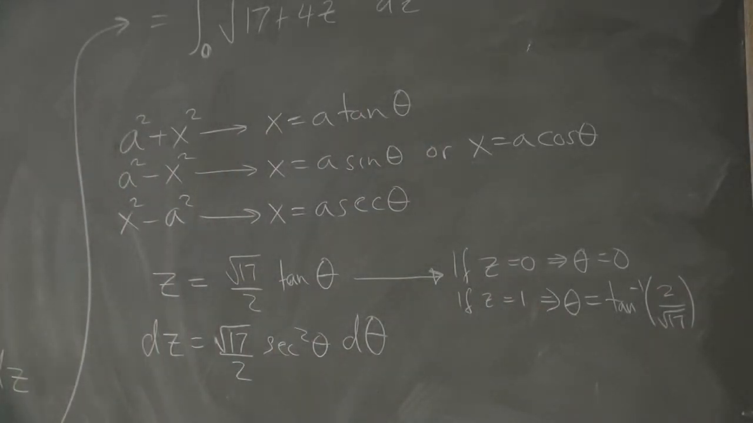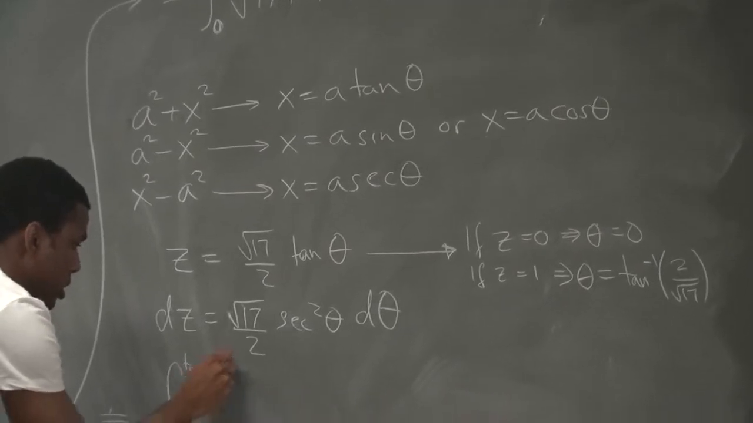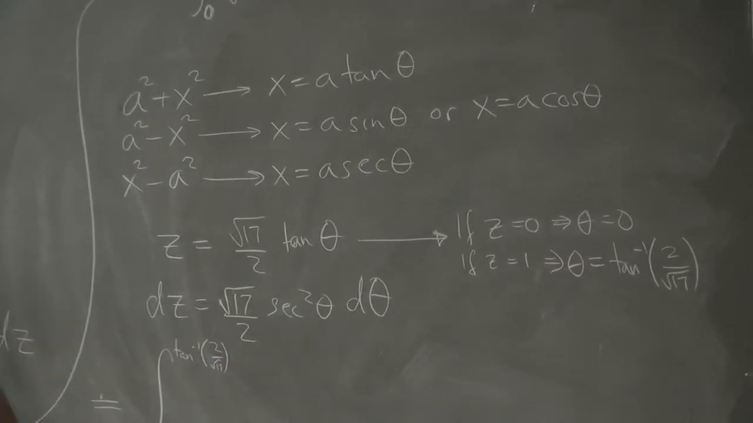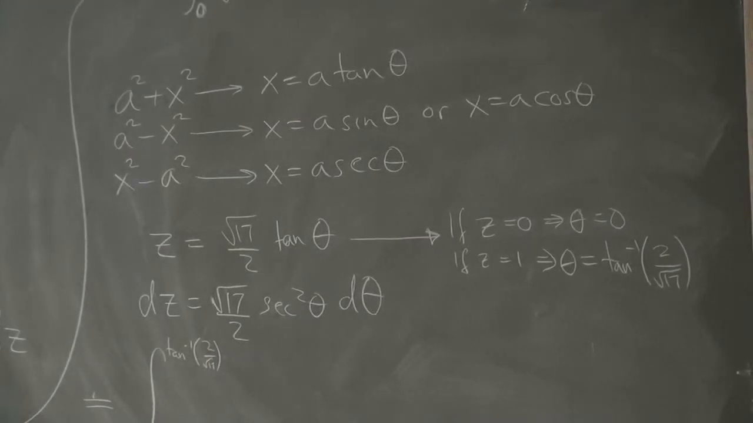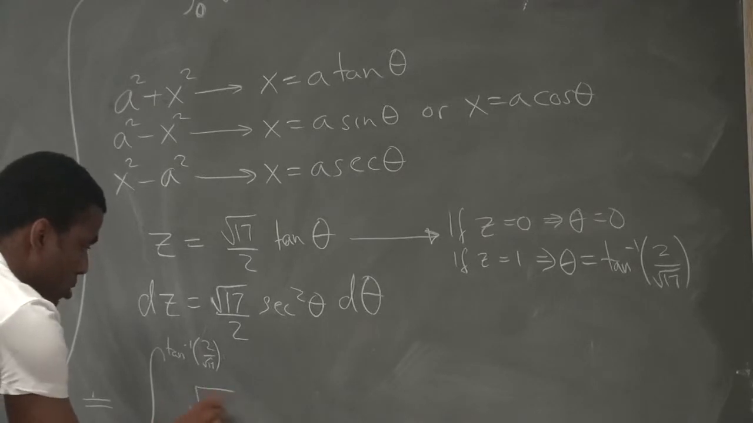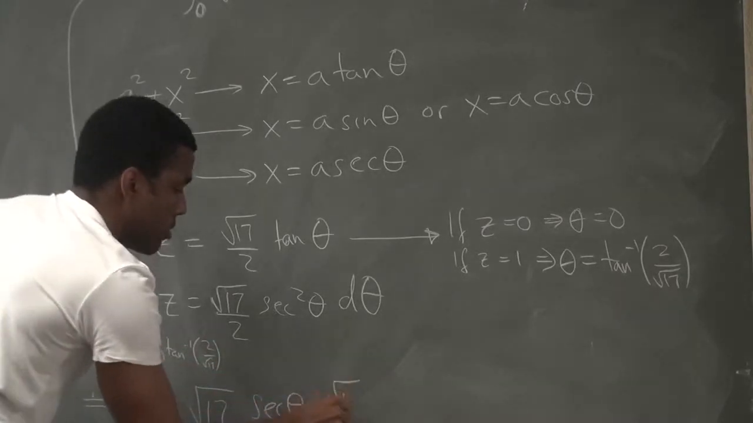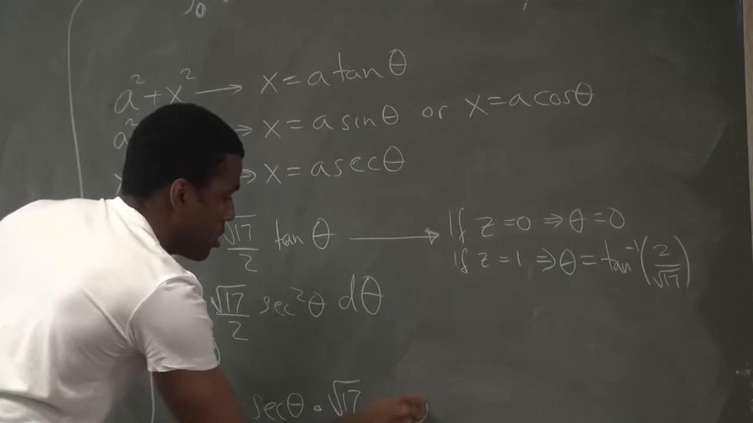How did you get that? Plug in z equals 1 here, and then I solve for theta. Oh, okay, so those are the limits. So your integral becomes the integral from 0 to tan inverse of 2 over radical 17 of what? So what would this become? The square root of 17 times tan theta... it would be radical 17 times secant, times this guy, radical 17 over 2 times secant squared.